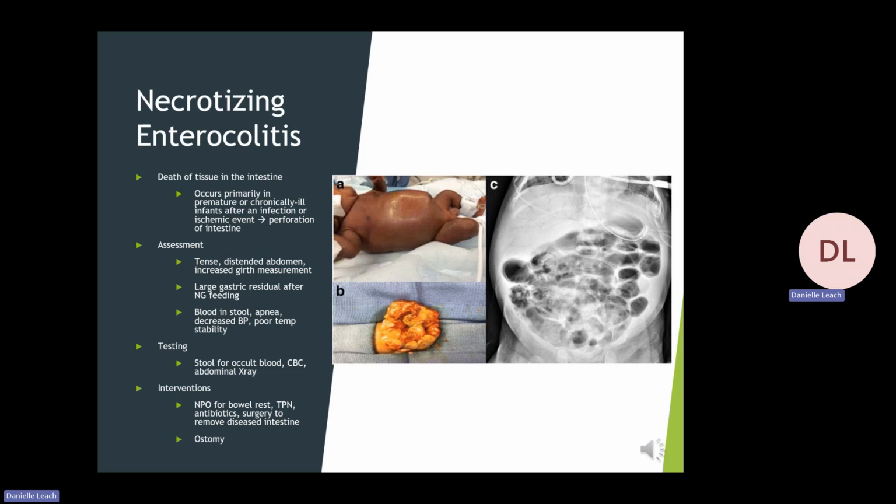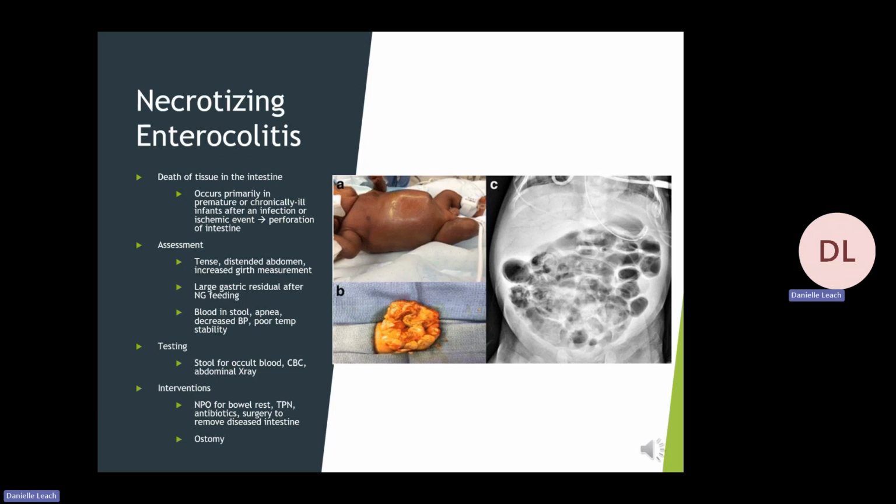We could see blood in their stool. They could start acting sort of sick, where they're having periods of apnea. Their blood pressure could start dropping, and they may have poor temperature stability. So, meaning they may be cold when we don't expect them to be cold for any other reason.